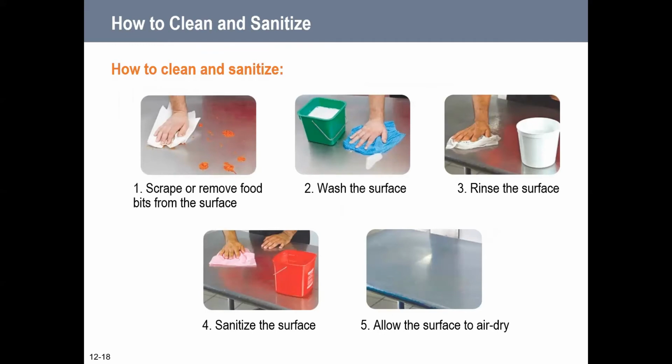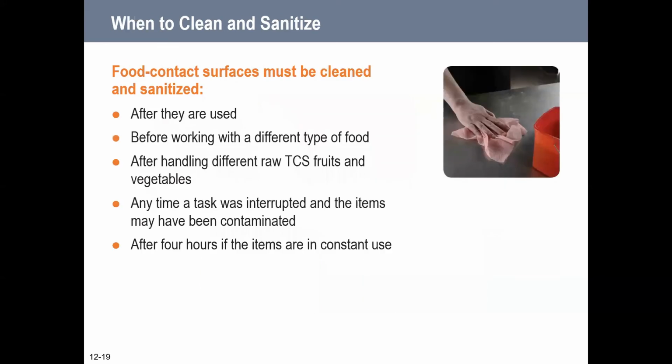So how do we clean and sanitize? First and foremost, we get rid of any food bits from the surface we're going to sanitize. We would wash the surface with hot soapy water. You would wipe down the surface, sanitize the surface, and then allow it to air dry. Okay, so that's the basic setup as far as cleaning and sanitizing.